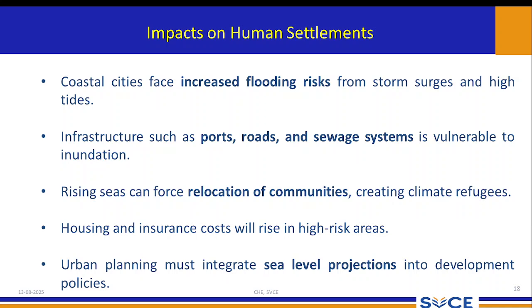Okay, so coming to rising sea level. For example, people living in the low-lying areas will have to vacate because of this increase in sea level. So to safeguard them, relocation of communities needs to take place, creating climate refugees. Climate refugees means they lose their houses.